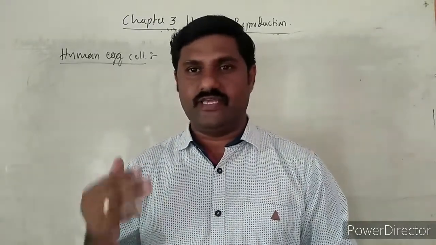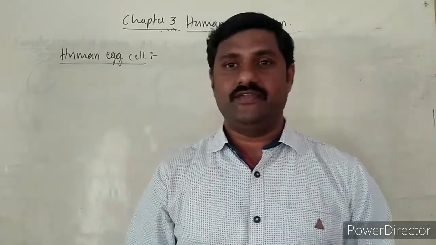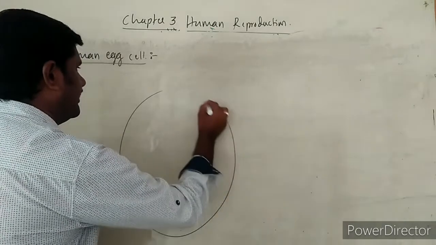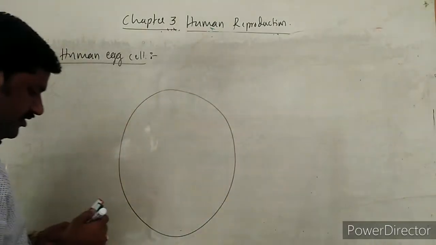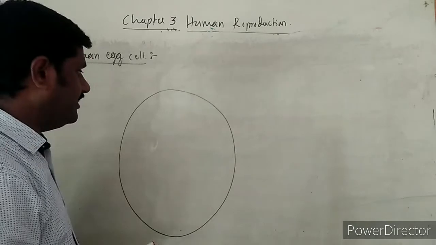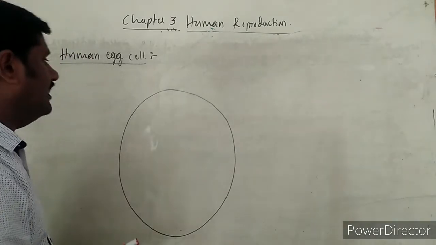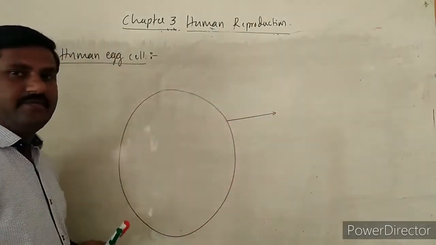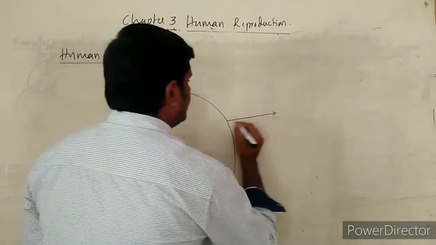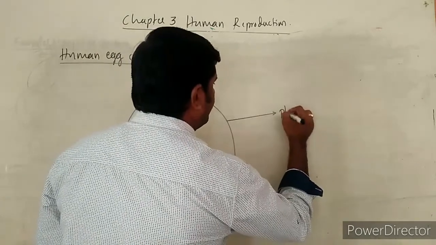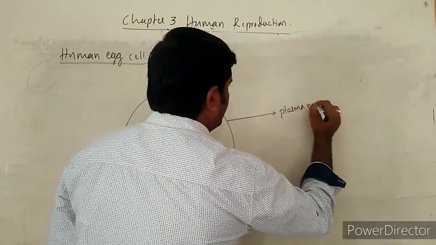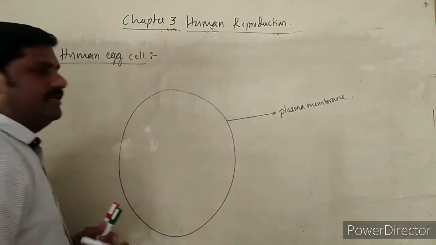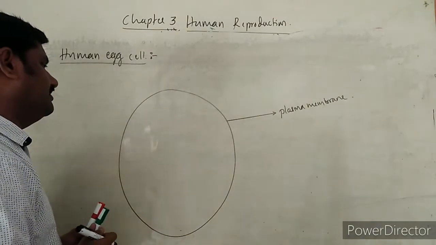Let us start with the human egg cell now. It is spherical in shape. See here, it is spherical in shape. Simply I'm going to draw the diagram. So this is the spherical shaped egg cell, and this egg cell is covered with a plasma membrane. So this is one important layer that we come across over here.